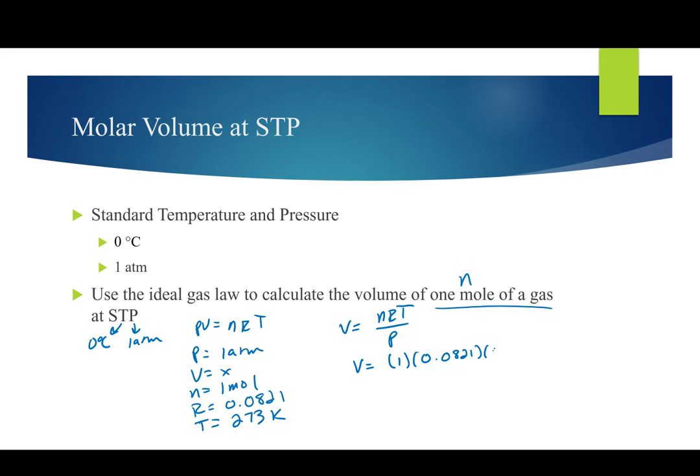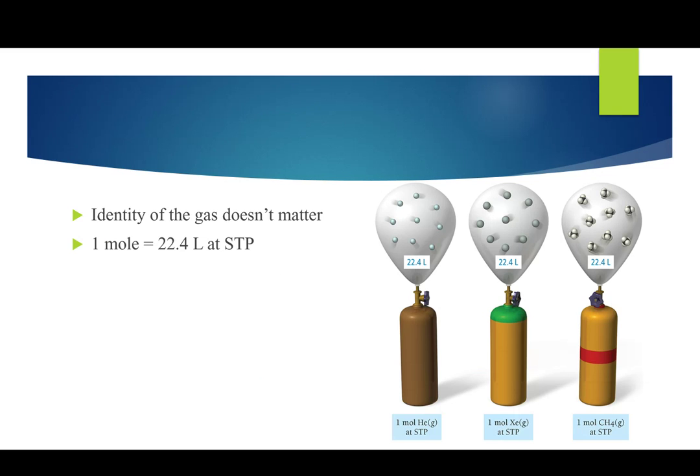1 times 0.0821 times 273 over 1 atmosphere, and we get that volume is 22.4 liters. So that is the molar volume of a gas. The identity of the gas does not matter. 1 mole of any gas at STP, only at STP, will occupy 22.4 liters.